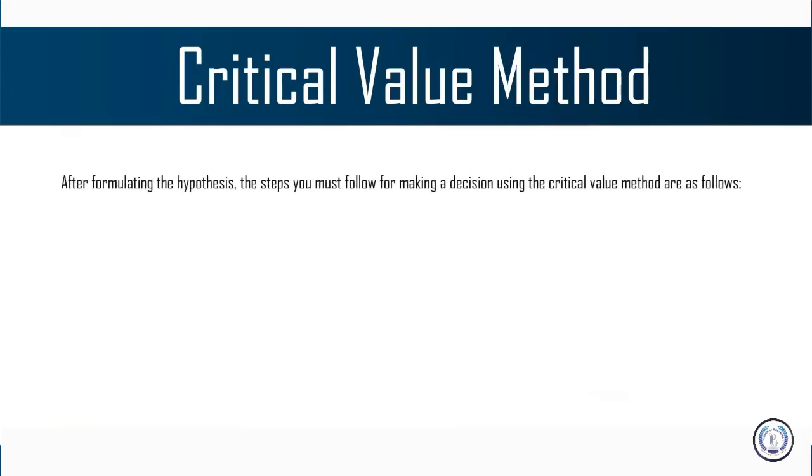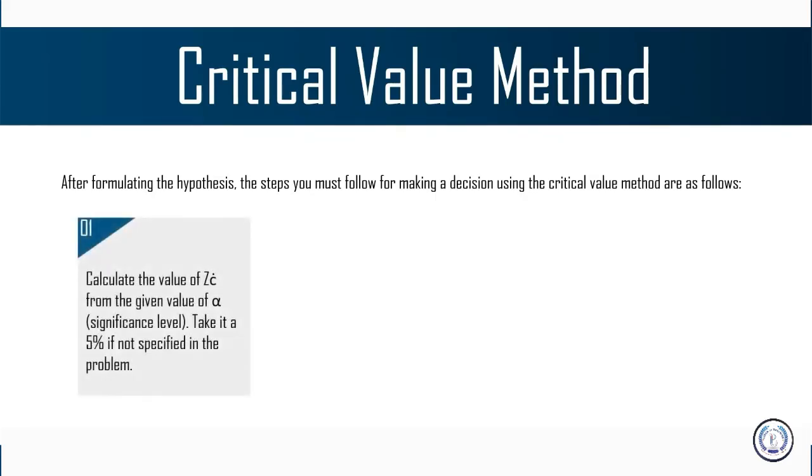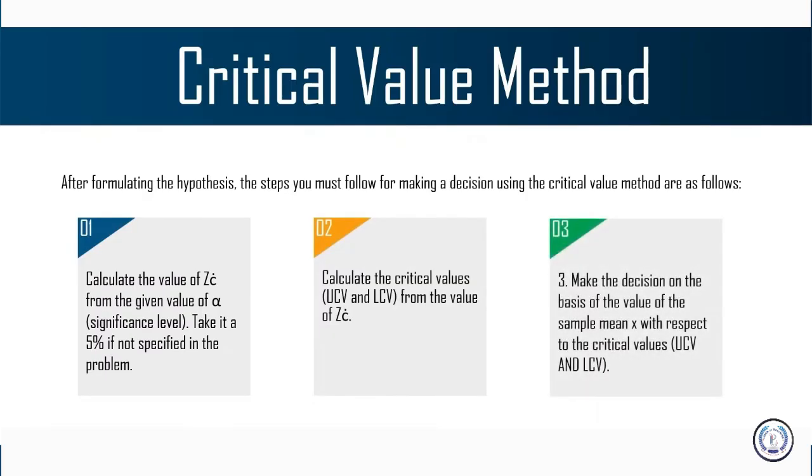So now let's understand the critical value method in a standard form. After formulating the hypothesis, the steps you must follow for making a decision using the critical value method are as follows. You have to calculate the value of the Z score from the given value of alpha, the significance level, which we have taken as 0.05. 0.05 is given because 5% is not specified in the problem. Then you have to calculate the upper critical value and lower critical value from the value of ZC, and finally make the decision on the basis of the sample mean X with respect to the upper critical value and lower critical value. I hope this made you understand the critical value method.